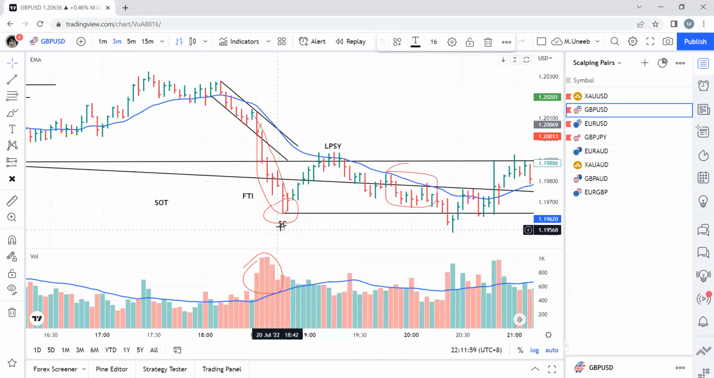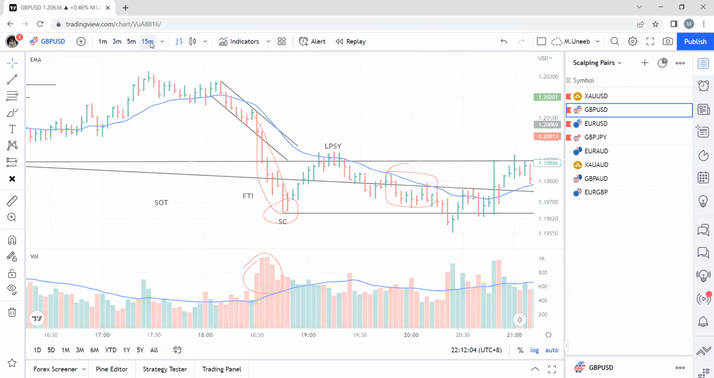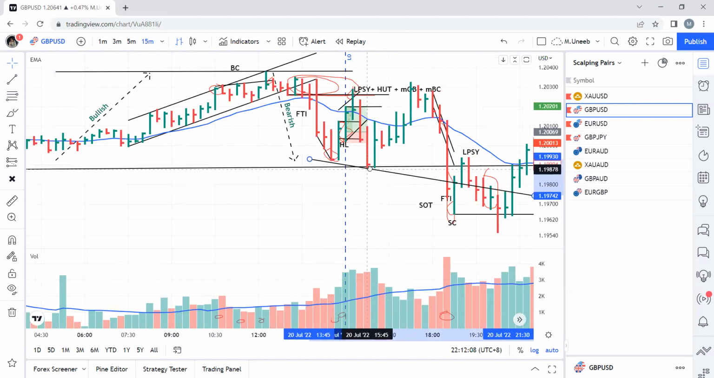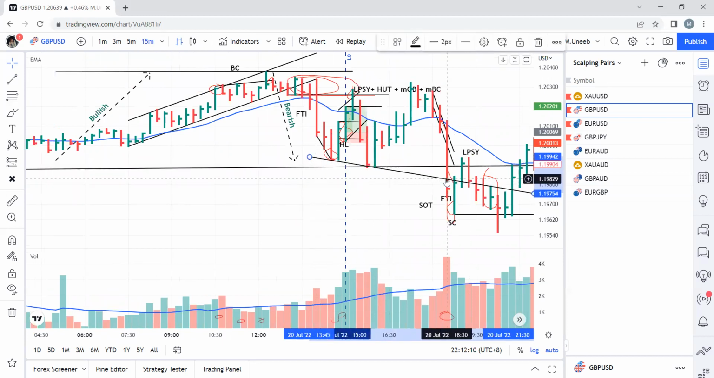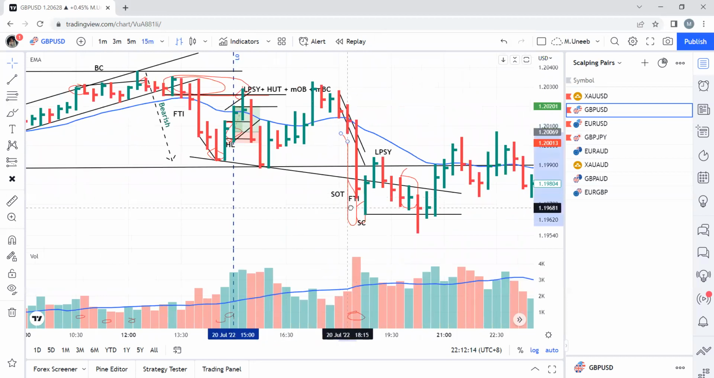How do I know this has the characteristic of selling climax? What I can do, if I go to the 15-minute time frame, a longer time frame, you will see that if I join this low and this low, then this is shortening of the thrust. Can you see?